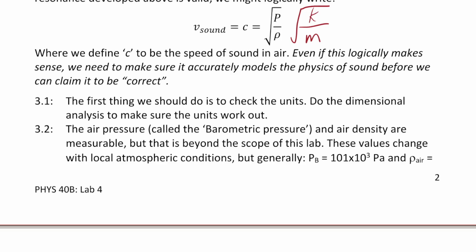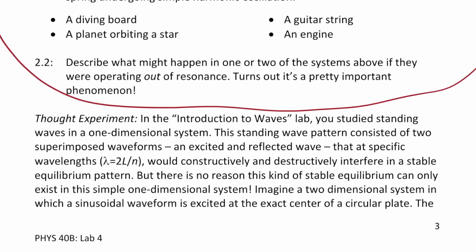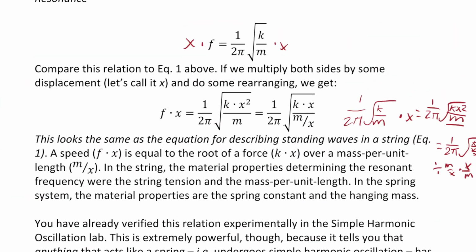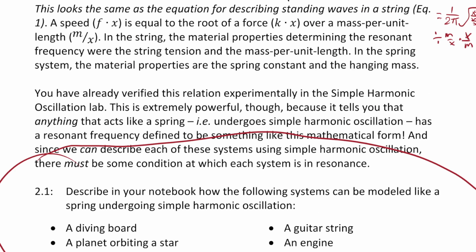the first part just asks you to check the units and make sure that this equals meters per second. And then actually one thing really quickly that I forgot to mention is that when we multiply frequency times x, we get units of 1 over seconds times meters, which equals meters per second. So that's why we're saying it's a velocity.